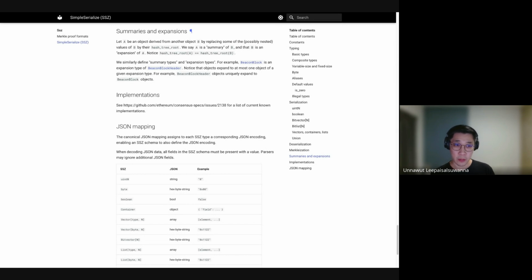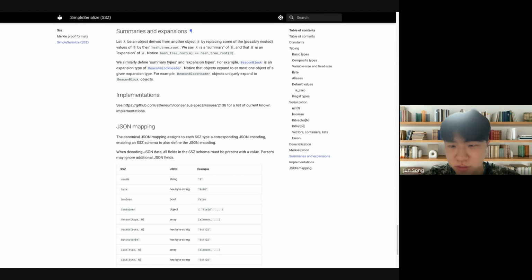Interestingly, if you need the beacon. Sorry for interrupting, but I think the screen is not changing.